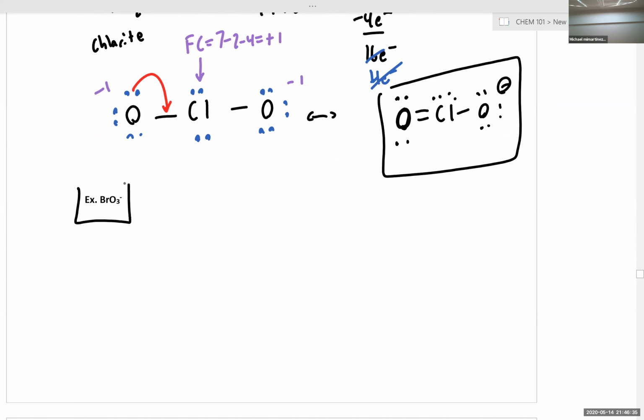I'd like you to take a moment and spend about 3 to 4 minutes and draw out a reasonable Lewis structure for the bromate anion. So let's take about 3 to 4 minutes and then we'll discuss as a group.